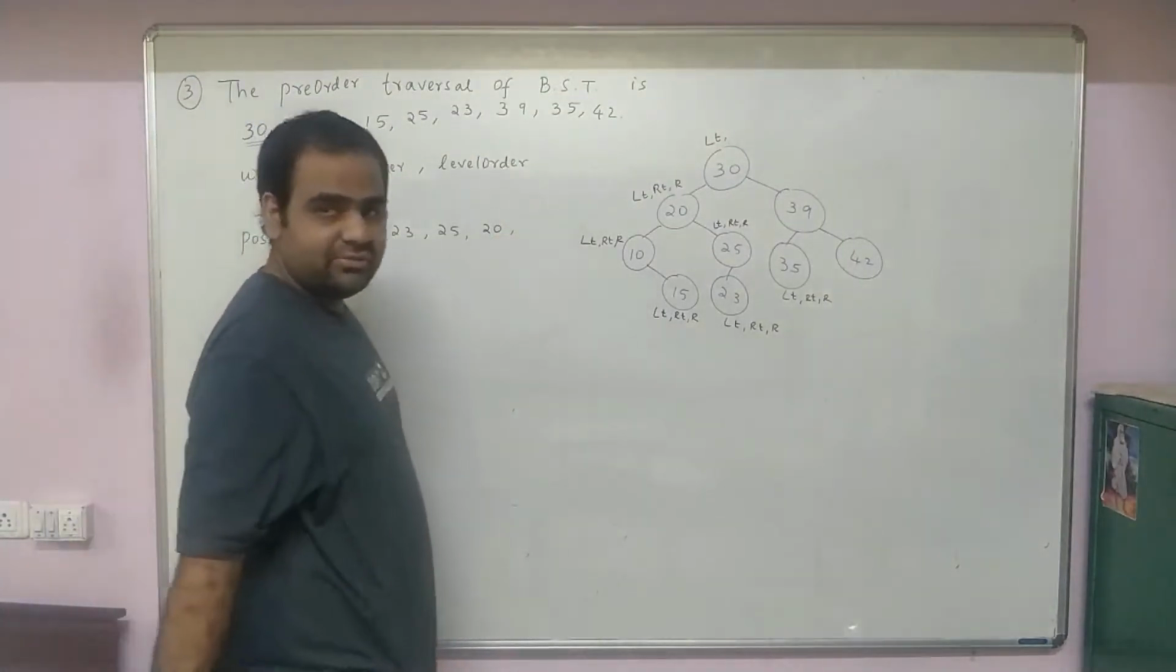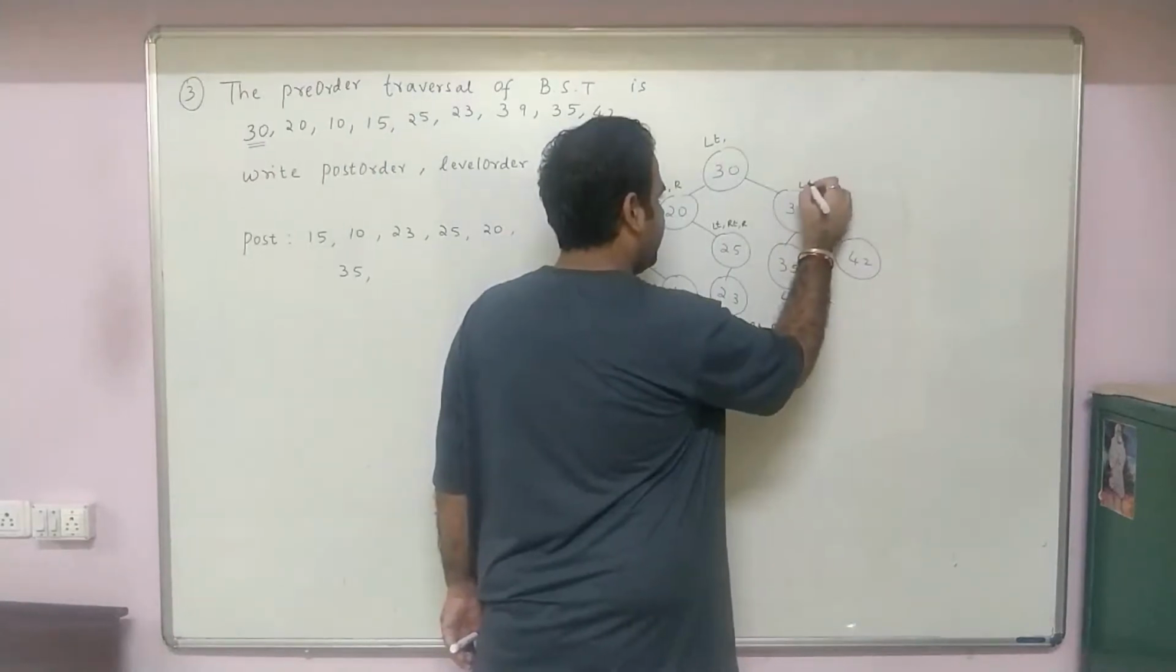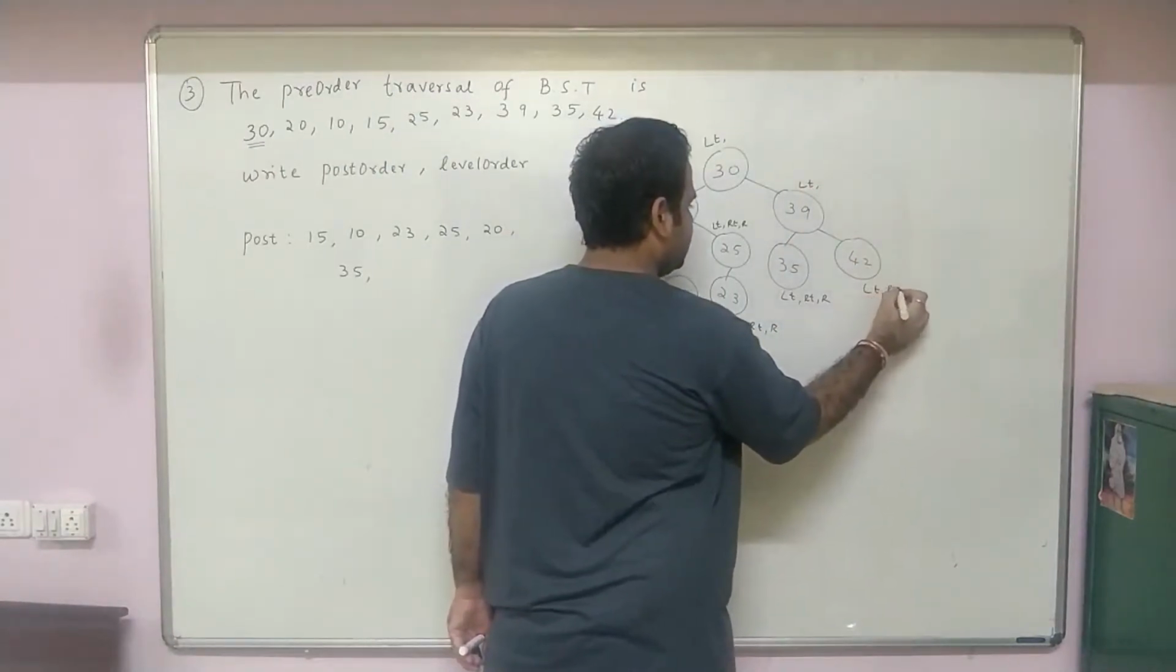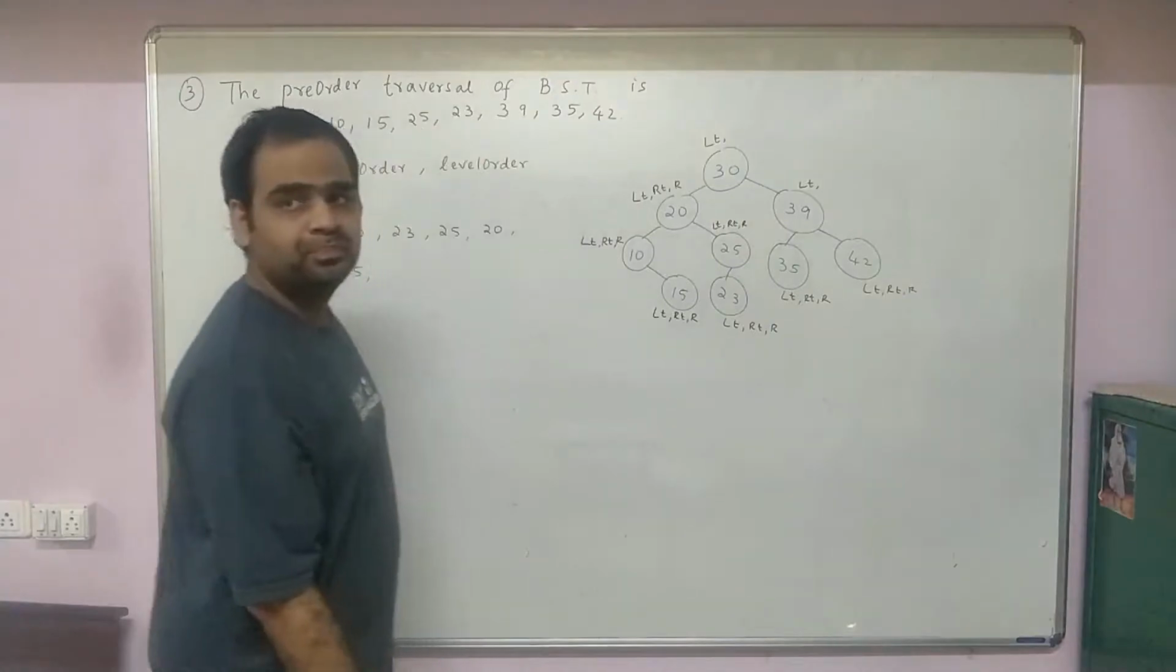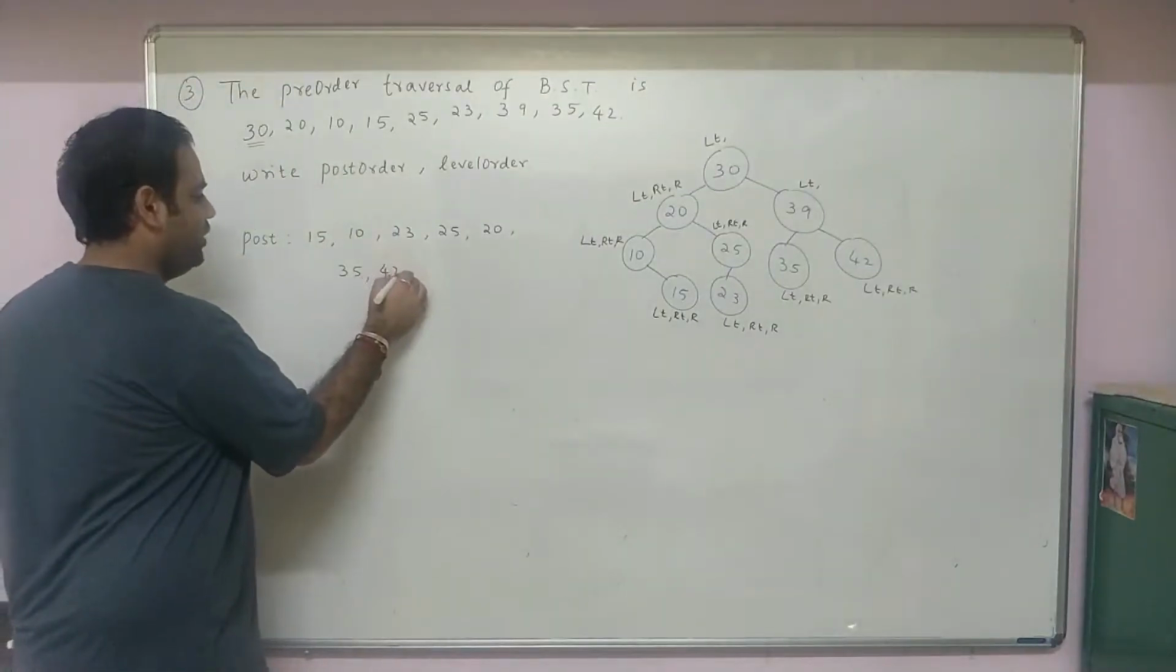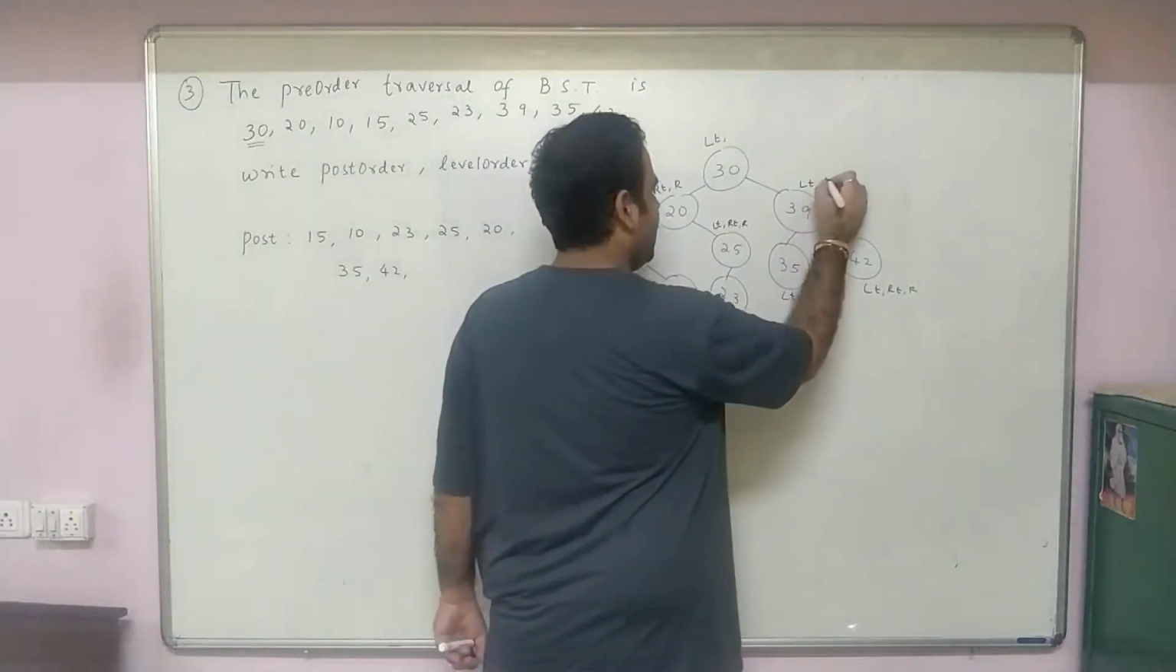You get 35. The next value you get is 42. Okay, you come back over here, LHS is done now. Again, LHS, RHS and the root. Okay, and what do you get? You get 42 and you return to the parent from the RHS.